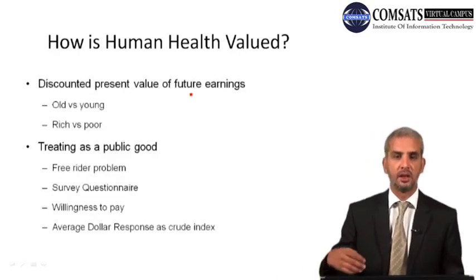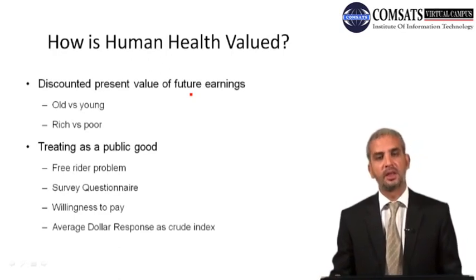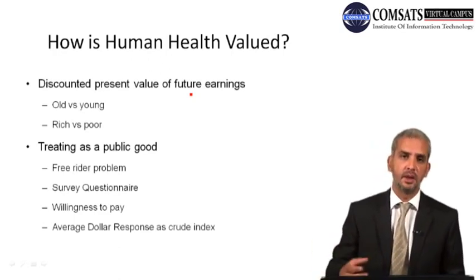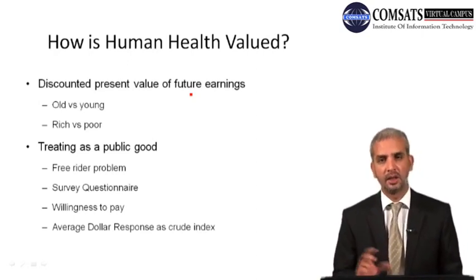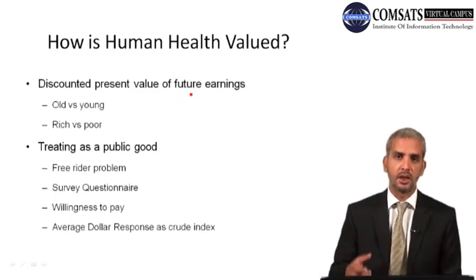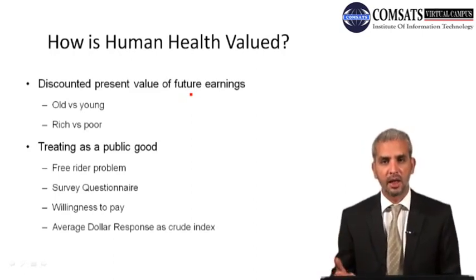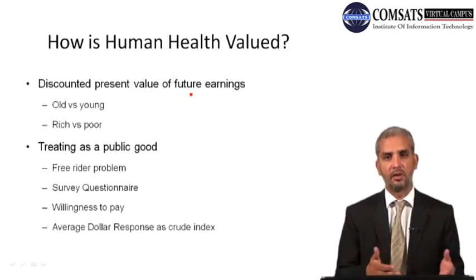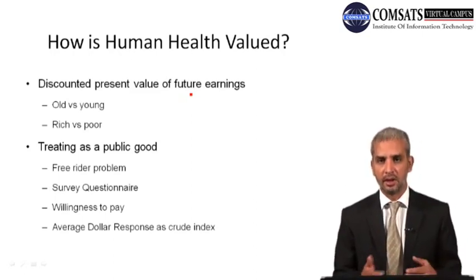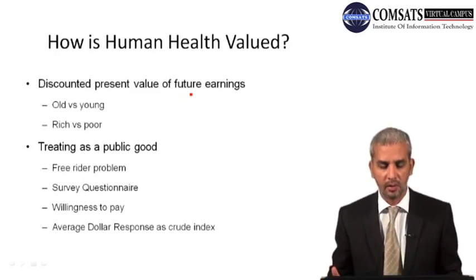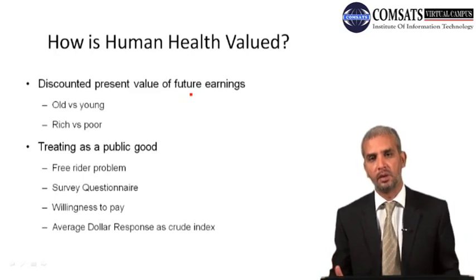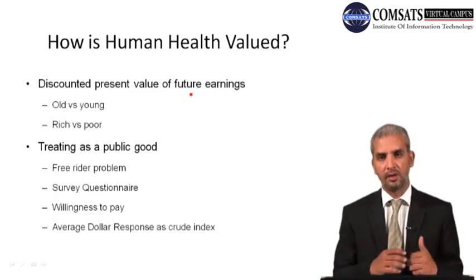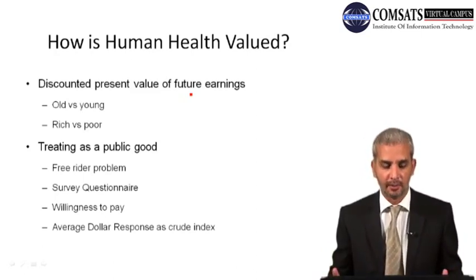One option is to get a discounted present value of future earnings, but that would be debatable, because older people who have lesser earning potential and younger people who have more earning potential would differ. That would automatically mean that younger people have a higher value of life and the value of life of an old individual is low, which is wrong, at least in my view. And then the value of life of a rich person would be greater than the value of life of a poor person, which is again wrong, because the value of life would be the same for everybody.